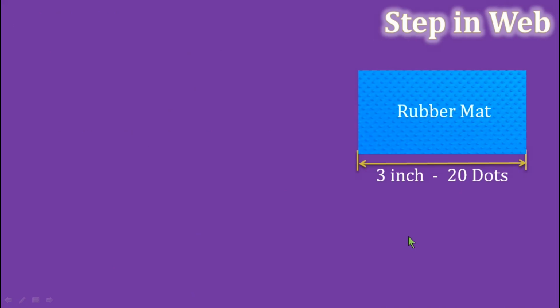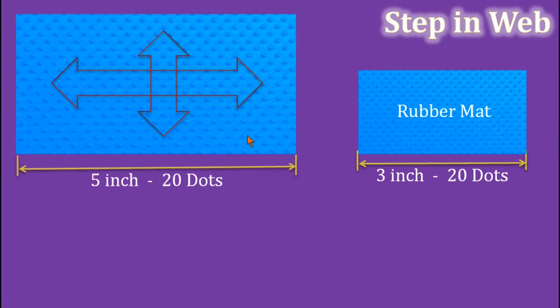In this image, you are seeing a rubber mat. That rubber mat's width is 3 inches and it has 20 dots width-wise. You can think of each dot as a pixel. Then you stretch that rubber mat in both directions, width as well as length. The rubber mat is stretched to 5 inches width-wise, but the number of dots remains the same, because it is rubber and it is elongated. The number of dots along the width will be 20 dots only.